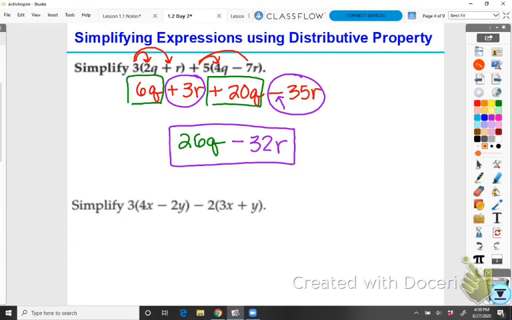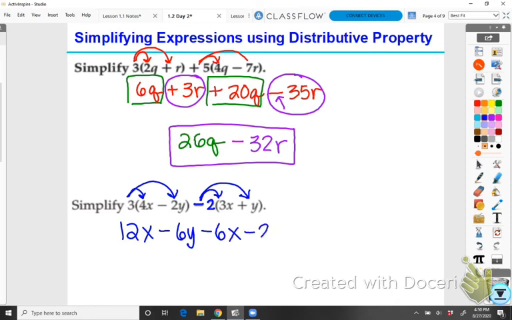The one below it, same idea. We're going to distribute the 3 to both terms here. So 3 times 4x is 12x. 3 times 2y is 6y. On this part, be careful, you're distributing a negative 2, not a positive 2. So negative 2 times 3x is subtracting 6x. Negative 2 times y is minus 2y.